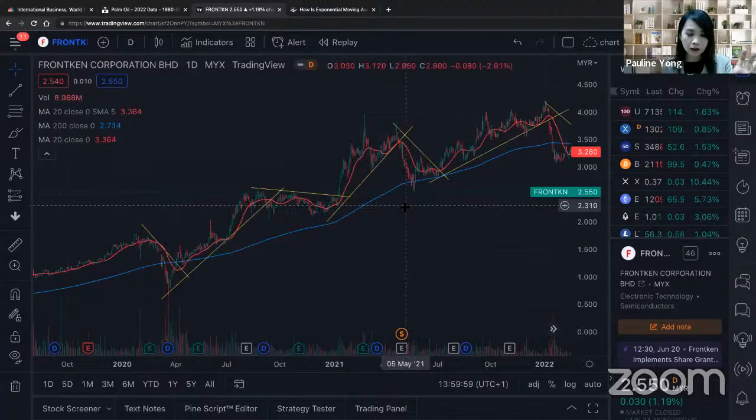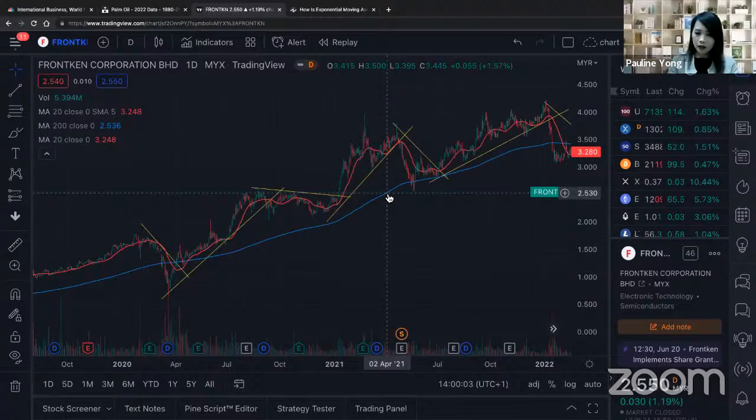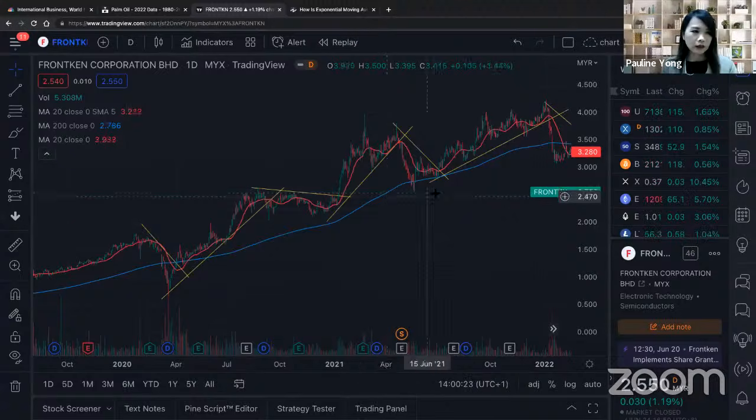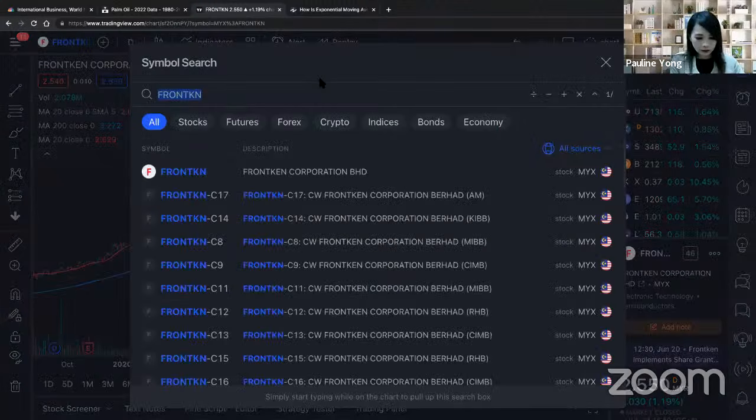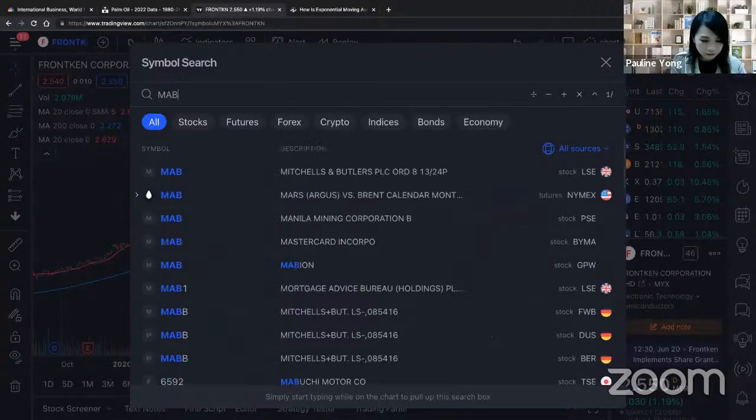So that means what? That means you cannot simply say, okay, this is ABC chart, all the charts I will use moving average and apply to every chart. No. In each of the stocks, you need to understand the behavior. Because I know that this technology stock is a more fast moving one, that's why I apply the moving average. So let's say I show you a slow moving stock, let's say Maybank.